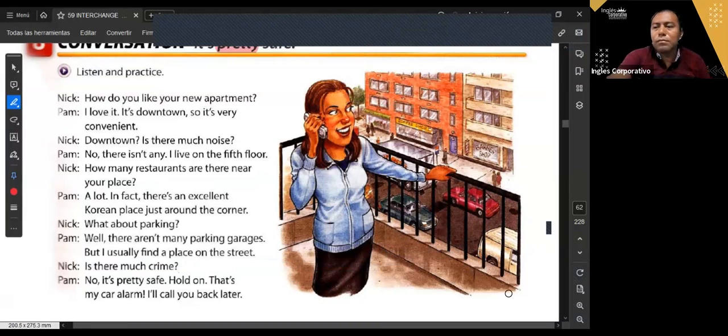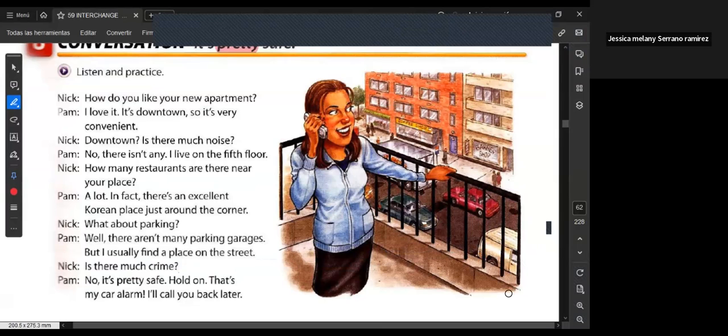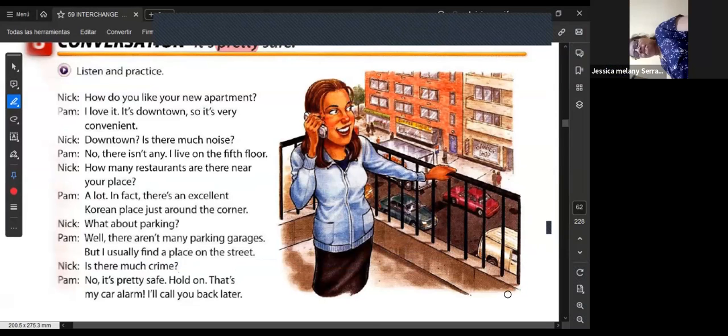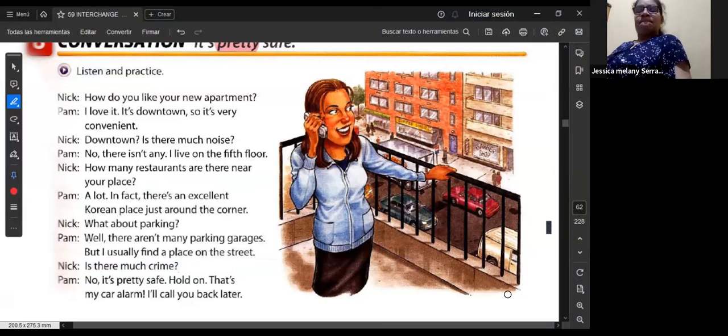Page 53, exercise 8, conversation. It's pretty safe. Listen and practice. How do you like your new apartment? I love it. It's downtown, so it's very convenient. Downtown? Is there much noise? Oh no, there isn't any. I live on the fifth floor. How many restaurants are there near your place? A lot. In fact, there's an excellent Korean place just around the corner. What about parking? Well, there aren't many parking garages, but I usually find a place on the street. Is there much crime? No, it's pretty safe.